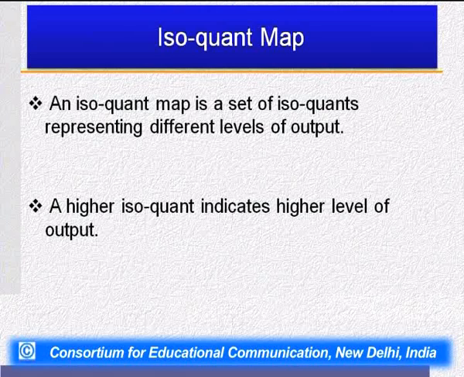An isoquant map is a set of isoquants representing different levels of output. Mention this very carefully: different levels of output, not different levels of combination. The different combinations we have seen in the earlier figure. Now we are talking about different levels of output, so definitely we have several isoquant curves, because on a single curve we have the same amount of output. Either we can choose A, B, C, D or any combination on the single curve.